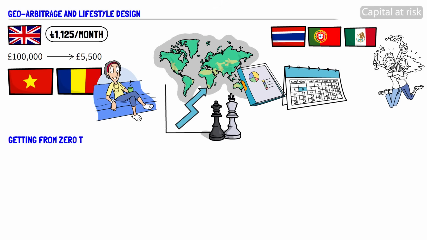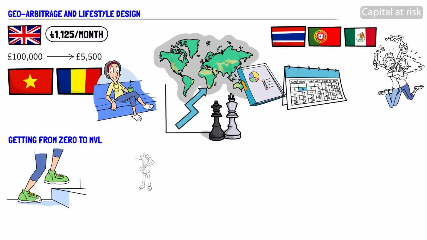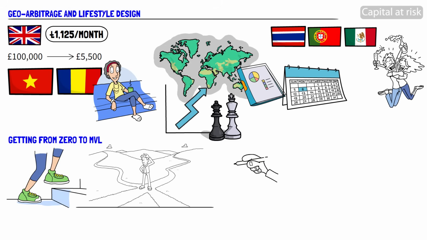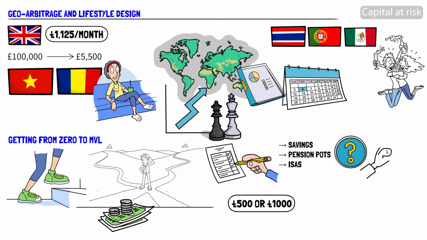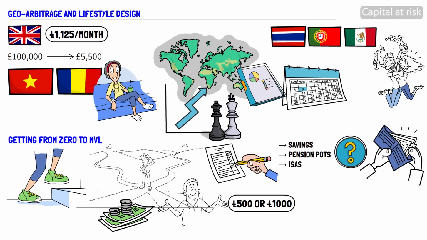Getting from zero to MVL. If you're starting from scratch, don't be discouraged. The path from zero to a fully funded MVL is steep, but it is possible, especially with focused strategy and realistic milestones. The first step is assessing what you already have. Do you have any savings, pension pots or ISAs? Even £500 or £1,000 invested in a very basic dividend ETF can start generating small but tangible results. Those early dividends may only cover a bill or two now, but they're proof that the system works.